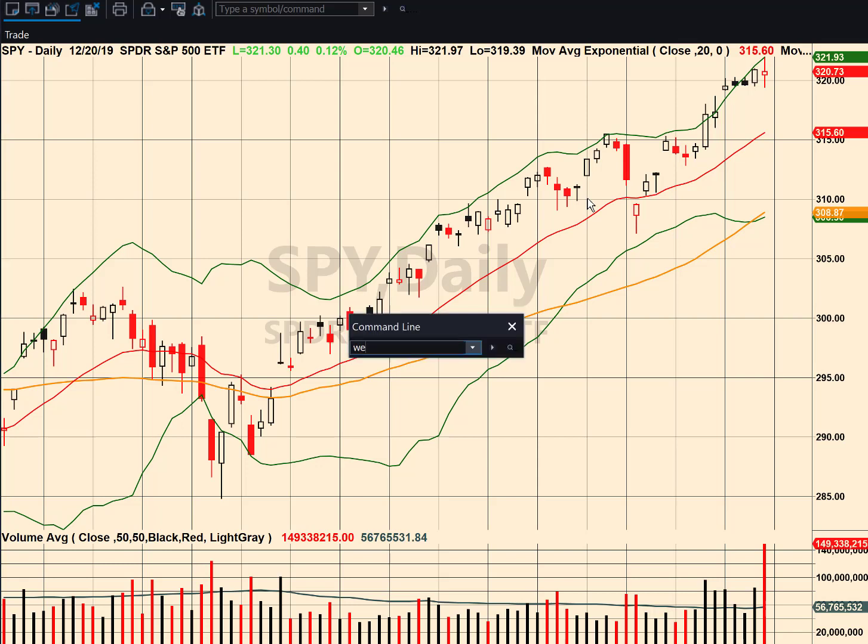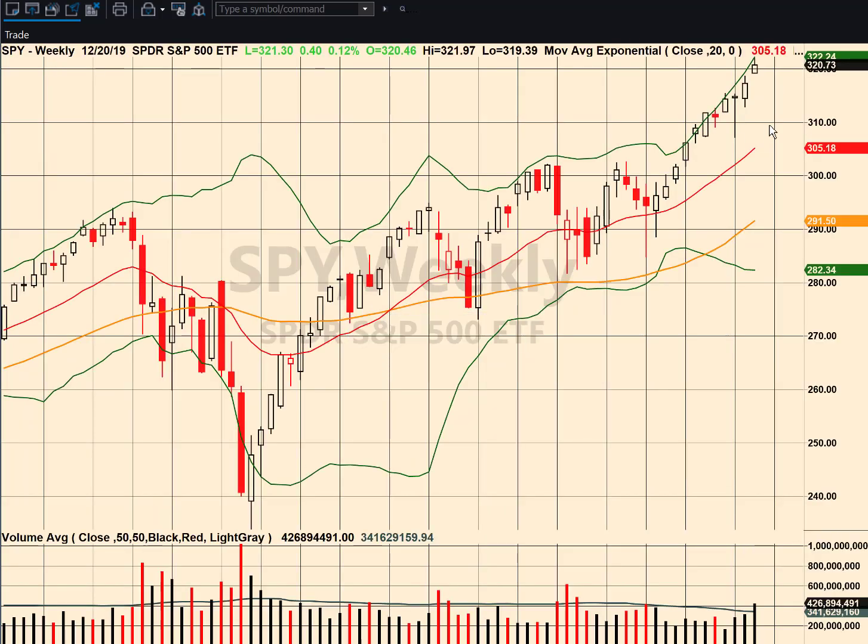So let's go to a weekly chart of the SPY. And even on a weekly basis, we are not outside that upper band. We're riding it. This is still bullish. So the question is, are we overbought using a 2 standard deviation Bollinger Band, which I think is a fantastic indicator? The answer is no, we're not overbought.